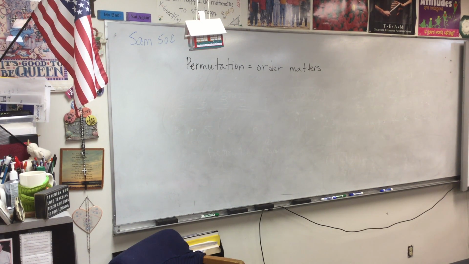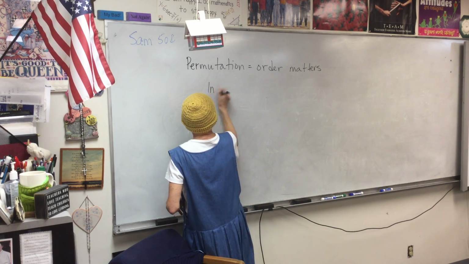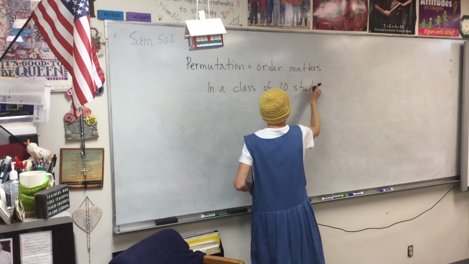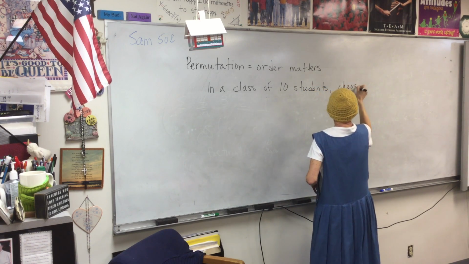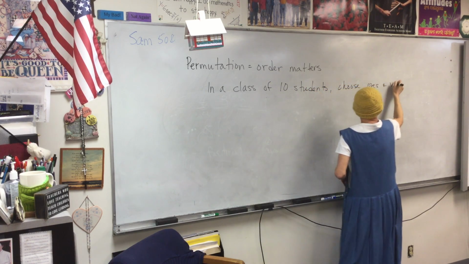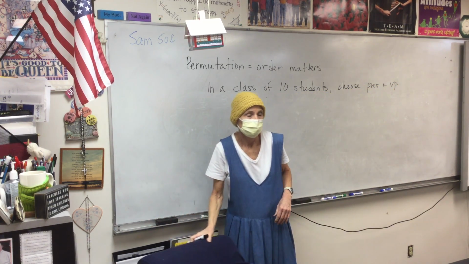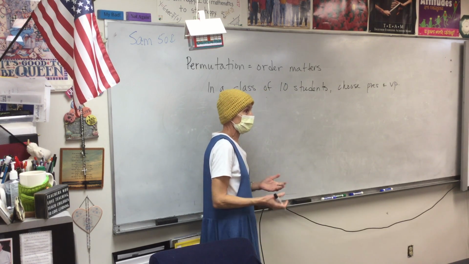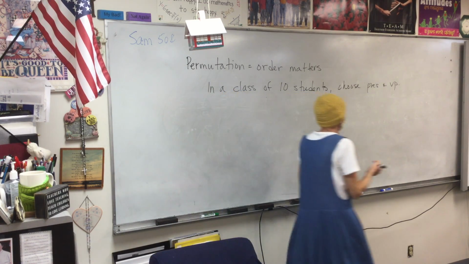would matter. So Julian's problem was there are 10 students. So we'll say in a class of 10 students, choose a president and a vice president. Right? Okay, so what would the setup be then? What would I get ready to type into my calculator? 10P2.